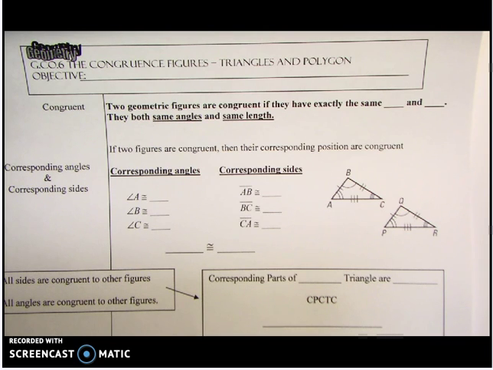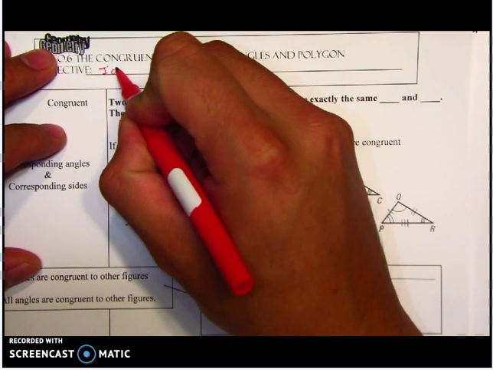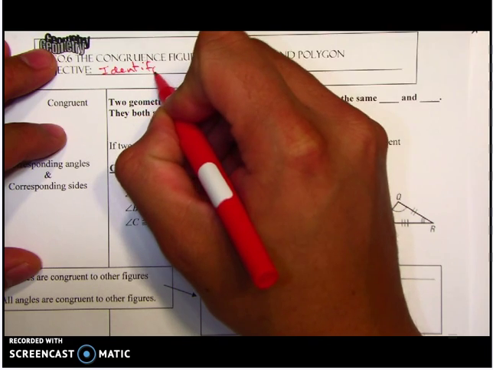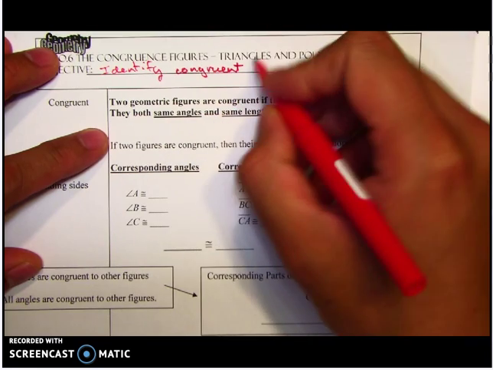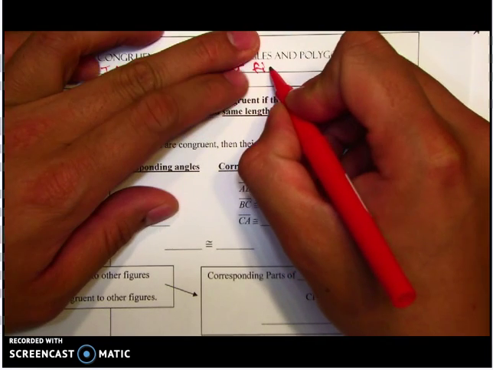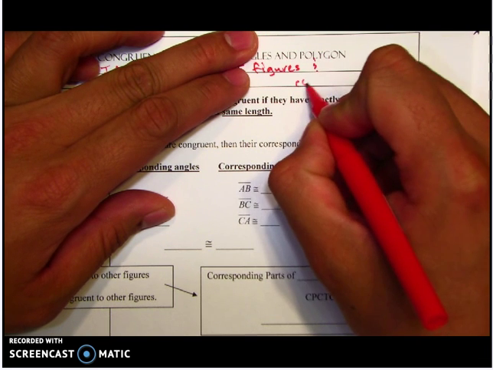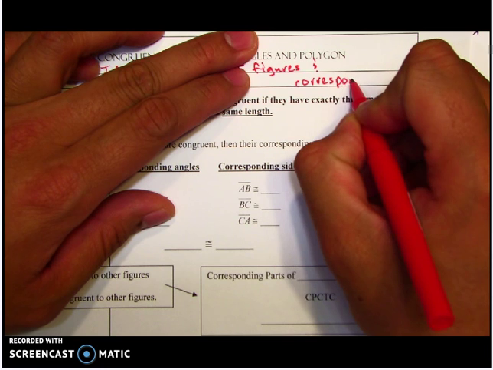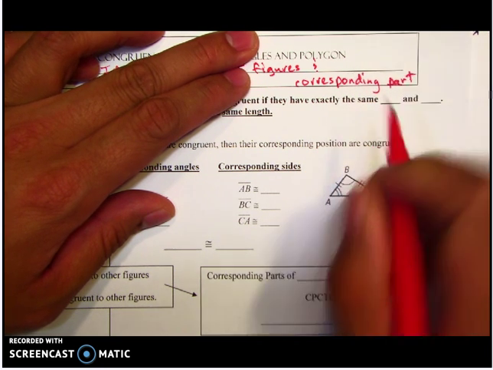Alright guys, welcome to congruent figures, triangles and polygons. Our objective today is to identify a congruent figure and corresponding parts. So let's go ahead and write it out. Identify the congruent figure and corresponding part.